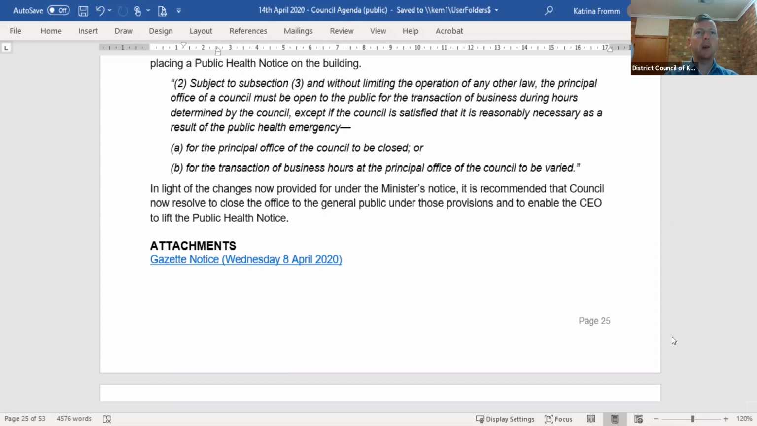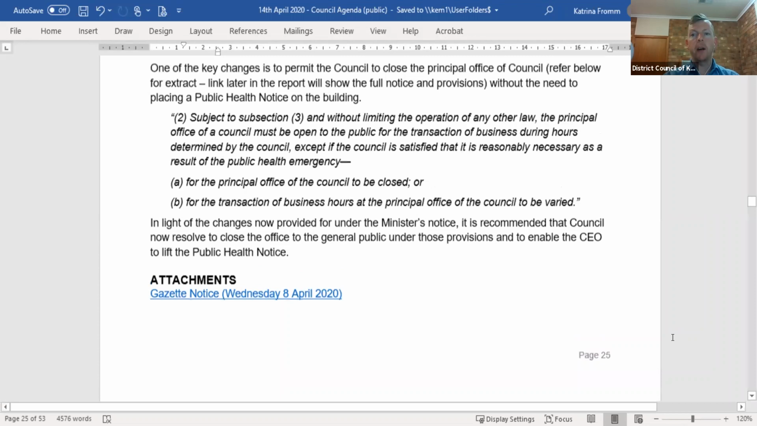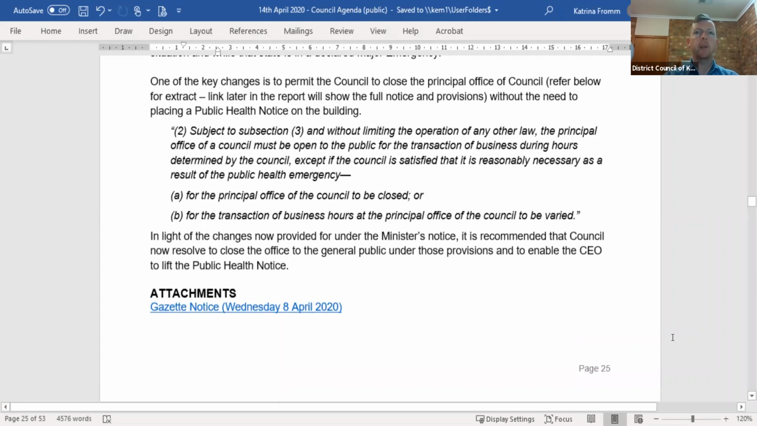As it stands in the Local Government Act, there are two different legal opinions as to whether or not a council can close or vary its hours for its principal office without going through consultation. And the advice provided through the LGA was that the only way to close a council office legally prior to this notice was to issue a public health notice on the council office.